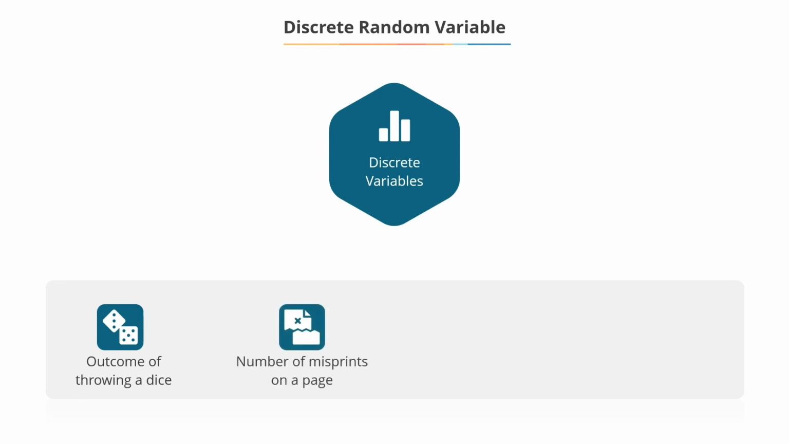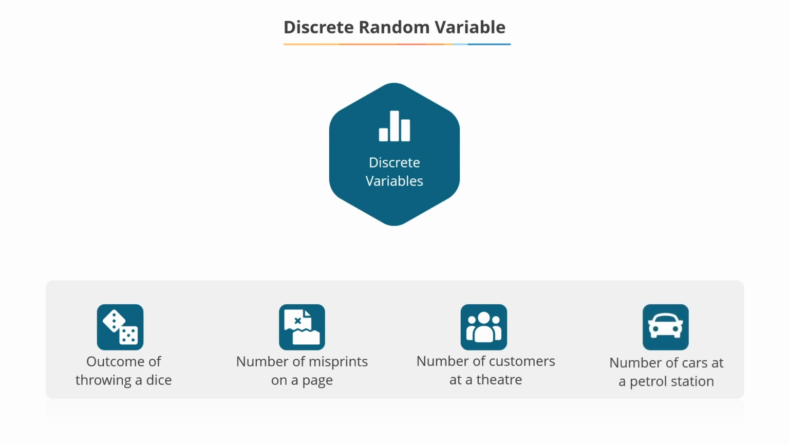Number of misprints on a page, the number of customers who view a movie a day, and the number of cars waiting for petrol at a petrol station are a few examples of discrete random variables. These random variables take only selected values in a range, like whole numbers.